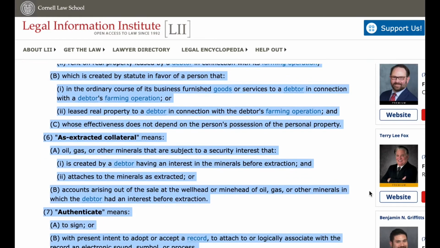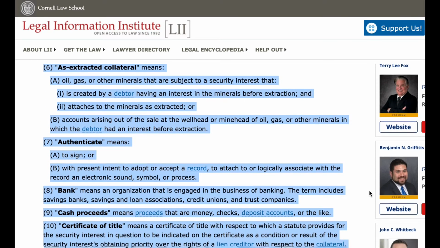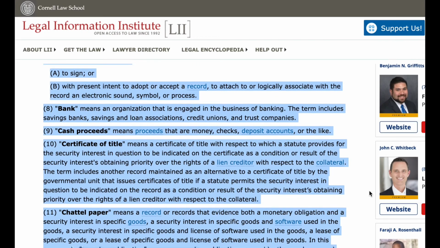6. As-extracted collateral means, A. oil, gas, or other minerals that are subject to a security interest that, i. is created by a debtor having an interest in the minerals before extraction, and ii. attaches to the minerals as extracted; or B. accounts arising out of the sale at the wellhead or minehead of oil, gas, or other minerals in which the debtor had an interest before extraction. 7. Authenticate means, A. to sign, or B. with present intent to adopt or accept a record, to attach to or logically associate with the record an electronic sound, symbol, or process.